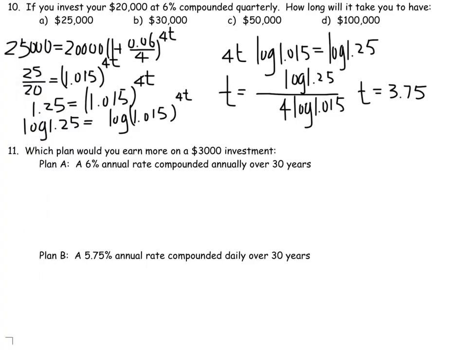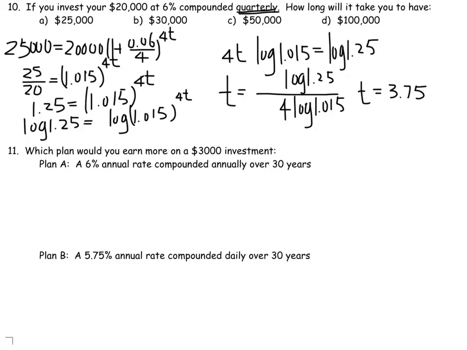Calculate your interest. Number 10. If you invest your $20,000 at 6% compounded quarterly. So again, the keyword quarterly. So quarter means there are 4. How long will it take you to have $25,000? For letter A, $25,000. So how do I do this problem?